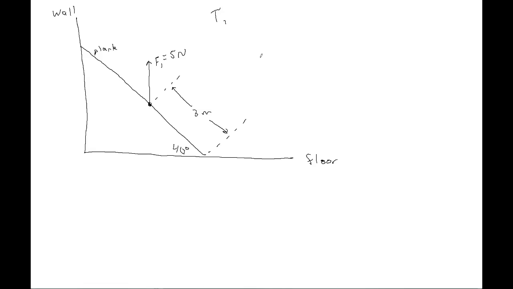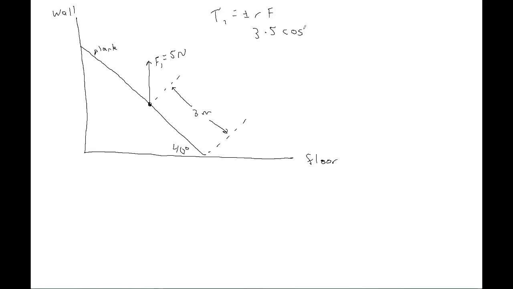Okay, so in this one, then I need to say, to find R, I would use 3 times cosine of 40. And then multiply that by the force. So then the torque from F1 would be 11.5 Newton meters.